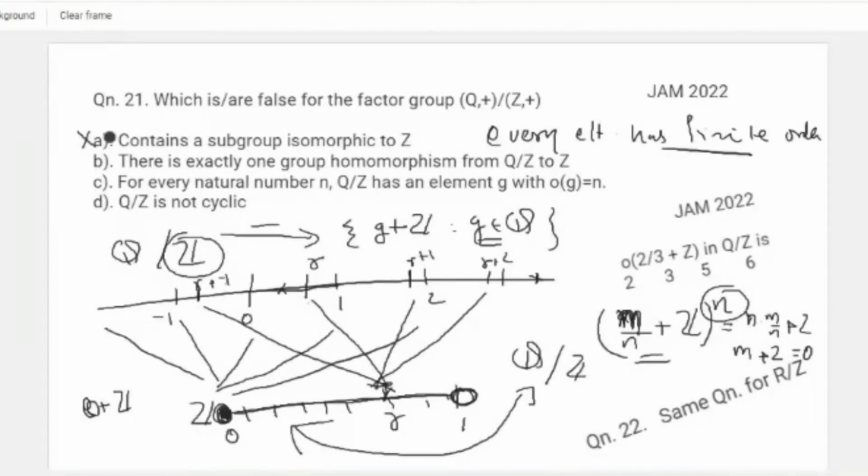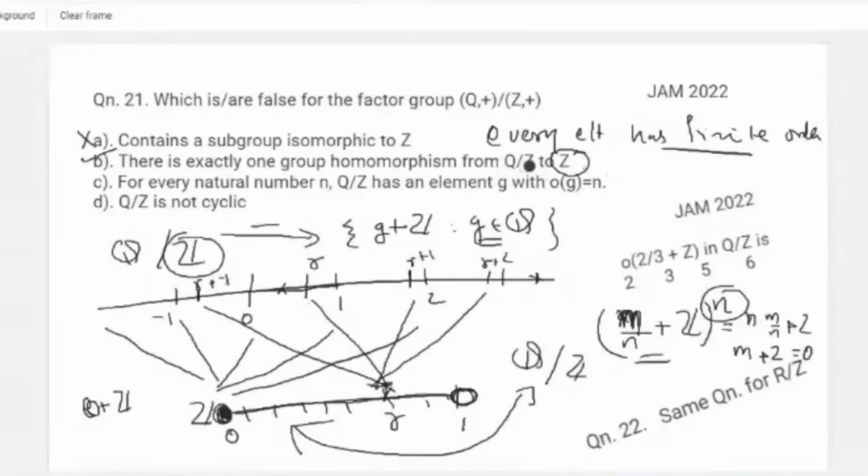With this you can also verify that if there is any homomorphism you take, because every element in Z has infinite order except identity. Every element except 0 has infinite order. But here you have only finite order elements. So if you map the 1 plus Z into some Z here, it should be 0.